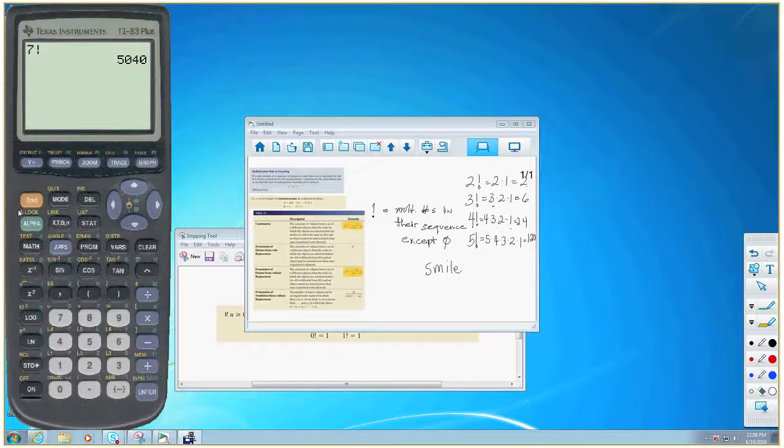All right. So let's do 8 factorial. 8, math. 40,320. Ooh, somebody's getting fast. 9 factorial. Now watch this. This is a trick I learned in the war. Second, enter. And then you can go back and put 9.